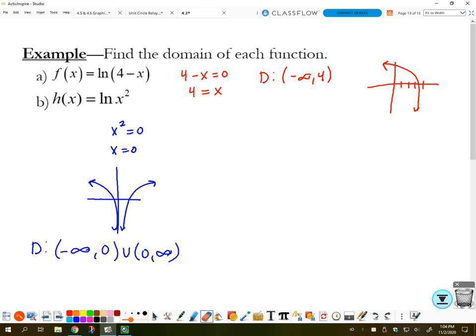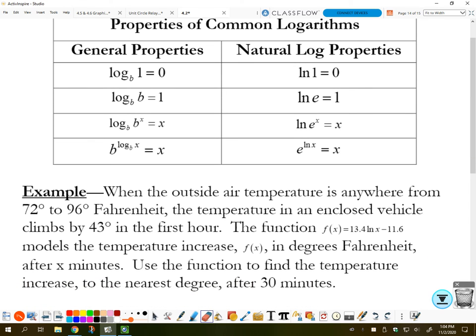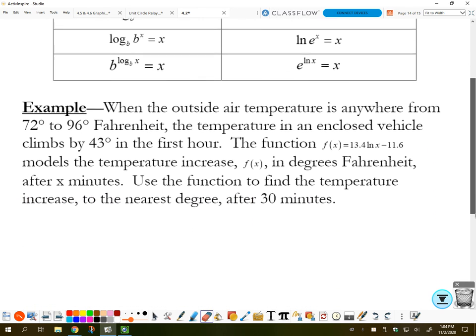All right, I believe that's it. Oh, nope. All right. This is the same thing. Do not write these properties down again, because they're the same no matter what the base is. Why I gave them to you a million times, I do not know.